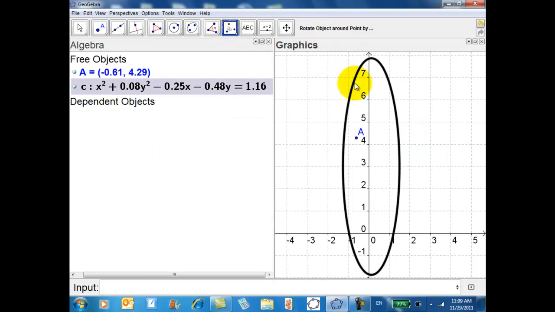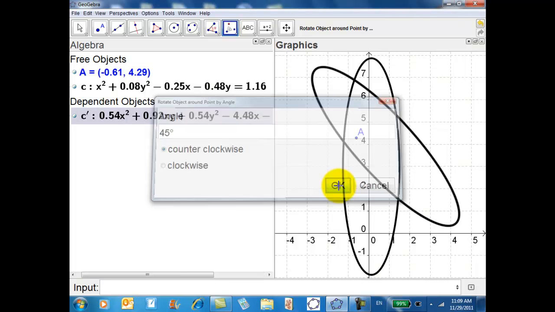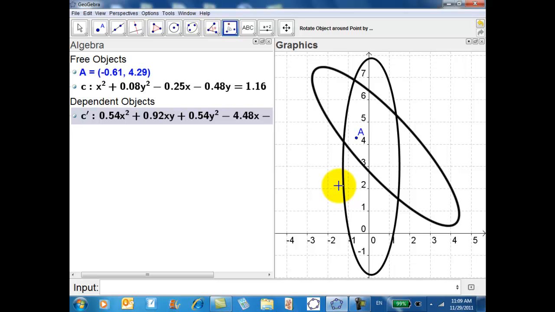Select the object, select the center point. Oh, and there's the rotation. Rotate counterclockwise? Yeah. Okay. Oh, it did it. All right. So it can be done. Do you see how to do it now?